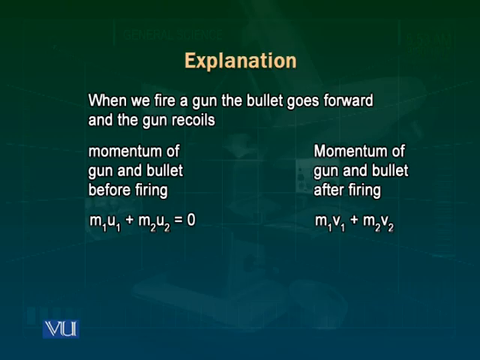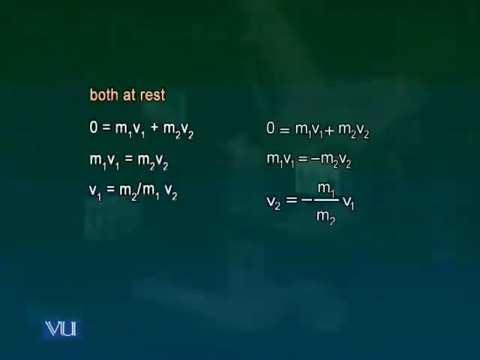This bullet moves in one direction, the gun moves backwards. So m1v1 is for the bullet, m2v2 is for the gun, because the law of conservation of momentum says the initial momentum has to be equal to final momentum. So 0 has to be equal to m1v1 plus m2v2, where m1 is the mass of the bullet, v1 is the velocity of the bullet, m2 is the mass of the gun, v2 is the velocity of the gun. And when we rearrange this equation, we get m1v1 is equal to minus m2v2.